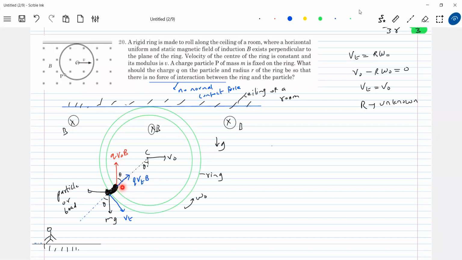Just equate forces here. So why can't we bring this force also? There's no normal contact, no? This is just like pure rolling. Okay, it is just made to roll.